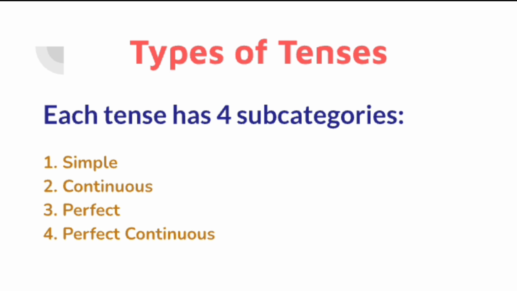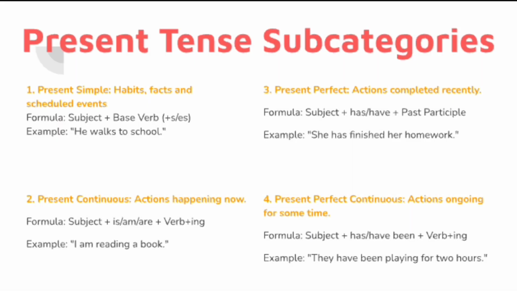Now let's explore tense in detail along with their subcategories and examples to make things crystal clear. At first, about present tense. The present tense has four subcategories, each with its own unique purpose and formula.